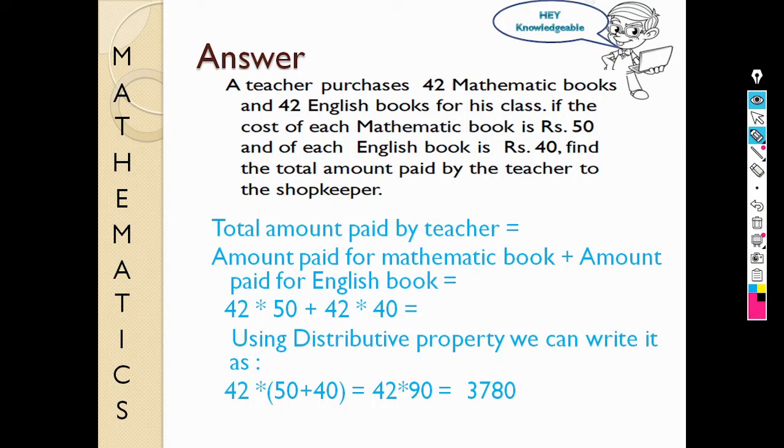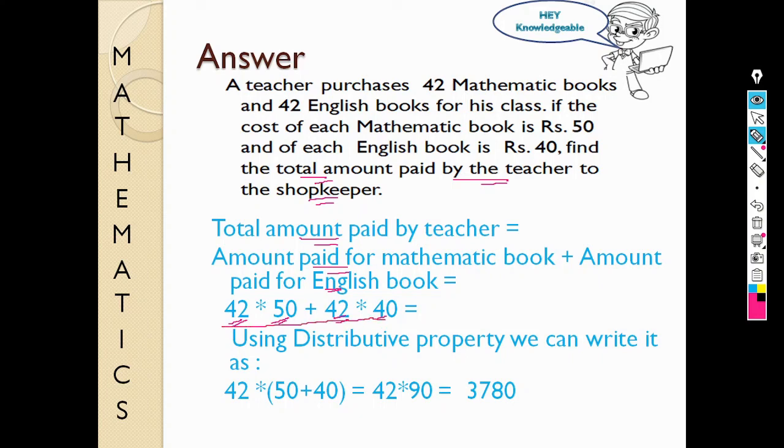So here we need to find the total amount paid by the teacher to the shopkeeper, and the total amount paid by the teacher is equal to the amount paid for the mathematics books plus the amount paid for the English books. He got 42 mathematics books, and the total cost of the mathematics books would be 42 into 50 because 50 is the cost of each book. In the same way, the total cost of the English books would be 42 into 40.